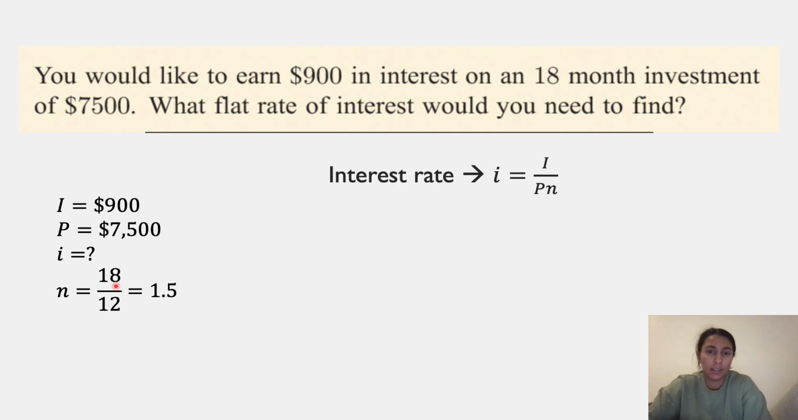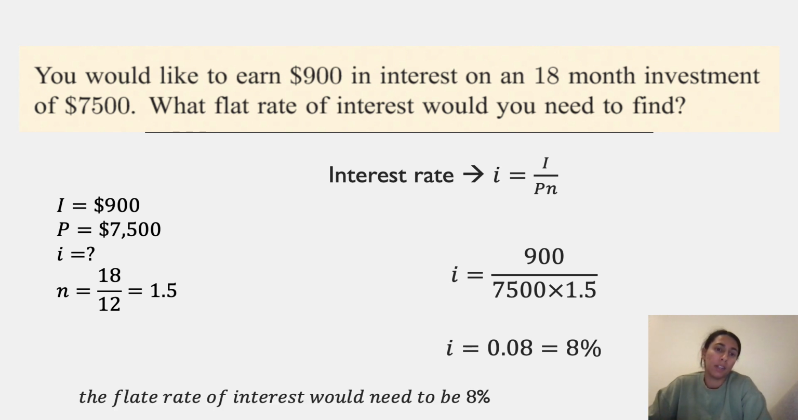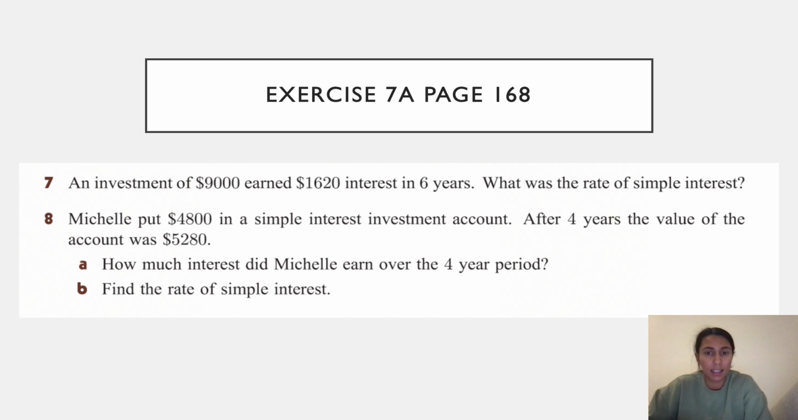Looking for lowercase i, so this is the formula I'm going to use. If I substitute in my values, it would look like this. And I get i equals 0.08, and I'm going to convert that back into a percentage. So that would be by multiplying it by 100, and I would get 8%. So the flat rate of interest would need to be 8% to earn the $900 interest on the investment. All right, so then that example should correlate to question 7 and 8, and then I'm going to show you the last example.